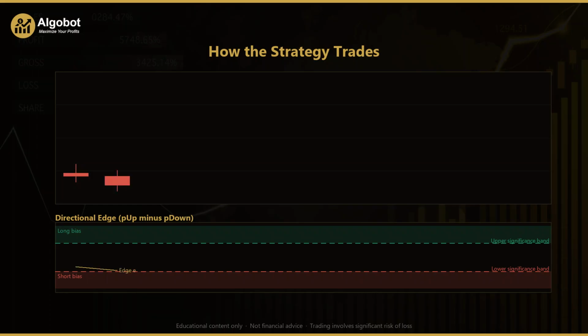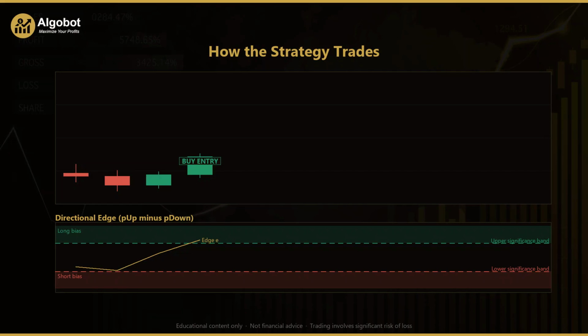Let's bring the whole idea to life on a chart. Across the top, you can see a sequence of candles on a currency major, and below them a subpanel plots the strategy's own custom oscillator, the directional edge. That edge is simply the probability of an up bar minus the probability of a down bar, as forecast by the learning matrix out of the current state. It swings between -1 and +1, and the two dashed lines mark the self-adapting significance bands. When the edge pushes above the upper band, the chain is leaning up. When it drops below the lower band, the chain is leaning down.